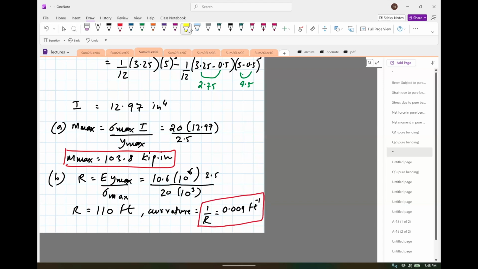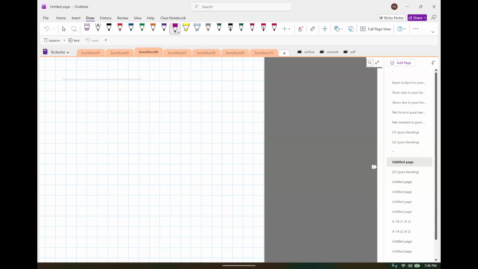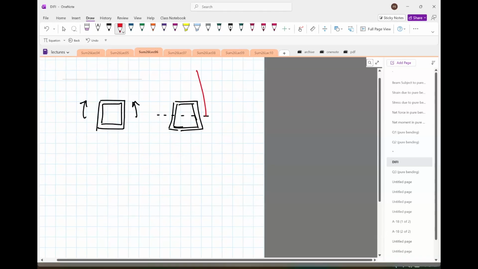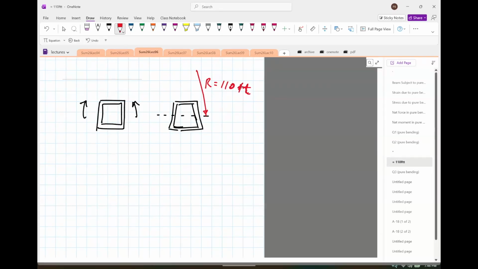Okay. But I want you to think about this thing. What does this really mean? What does it mean for the radius to be 110 feet? It's saying that if you bend this, in this case, it's basically this section. Draw it properly. So it's basically a rectangular section. It's saying that if you bend this, it will clearly become like this. And then this radius is going to be 110 feet.